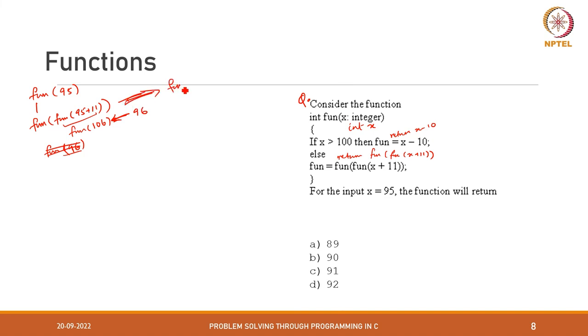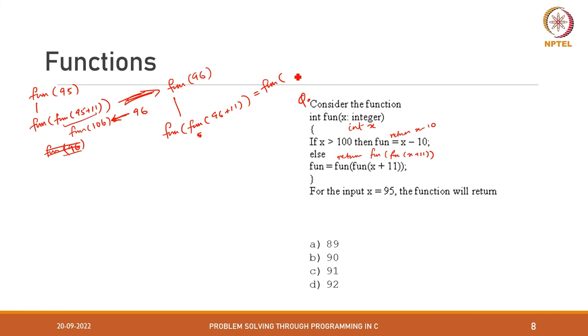Now this fun of 96, when we call, what will happen? It is not satisfying this particular condition. So it will again call fun of 96 plus 11, right? Now this 96 plus 11 is basically 107. So this is fun of 107, and 107 is greater than 100. So 107 minus 10, that is 97. So this is basically fun of 97.